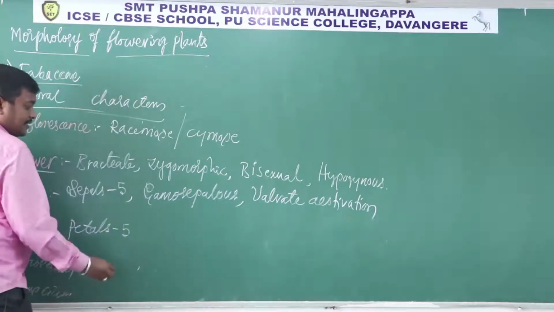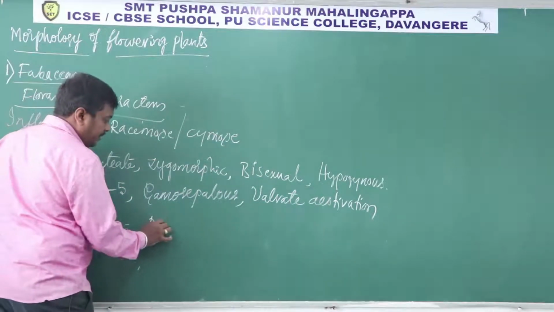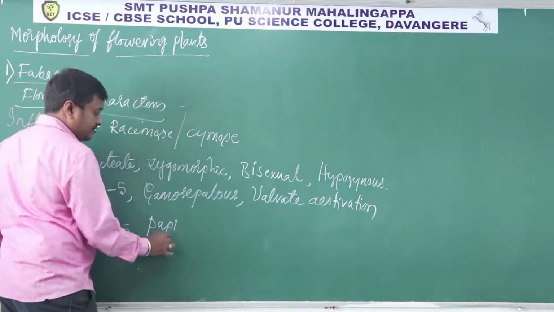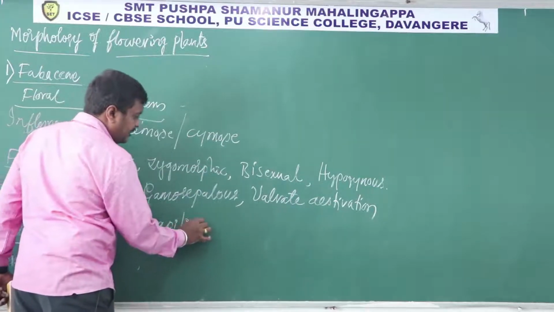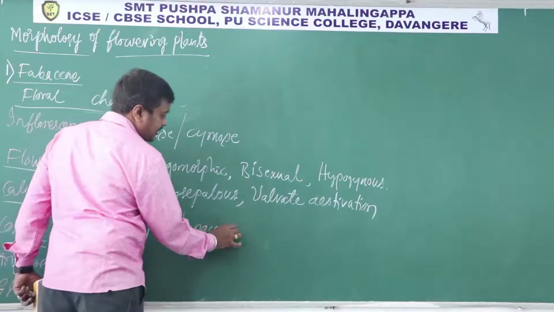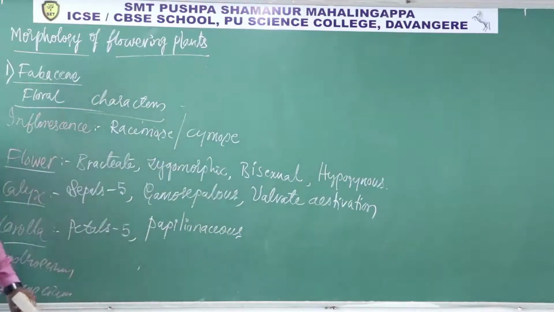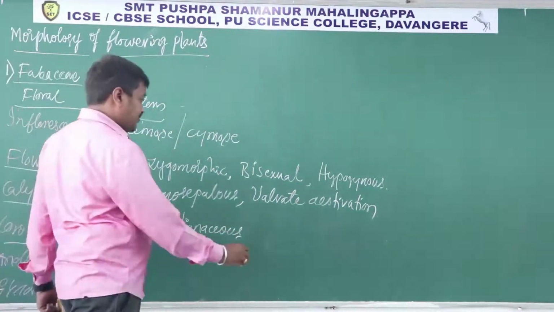Petals 5, papilionaceous. The corolla type is called papilionaceous corolla. So what is that papilionaceous corolla?